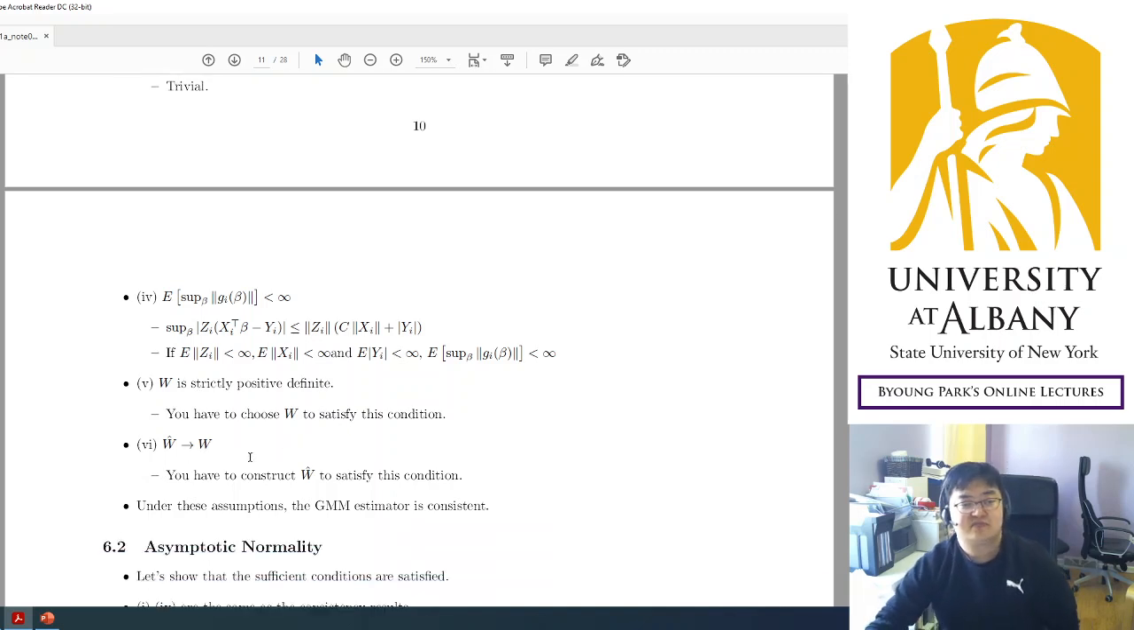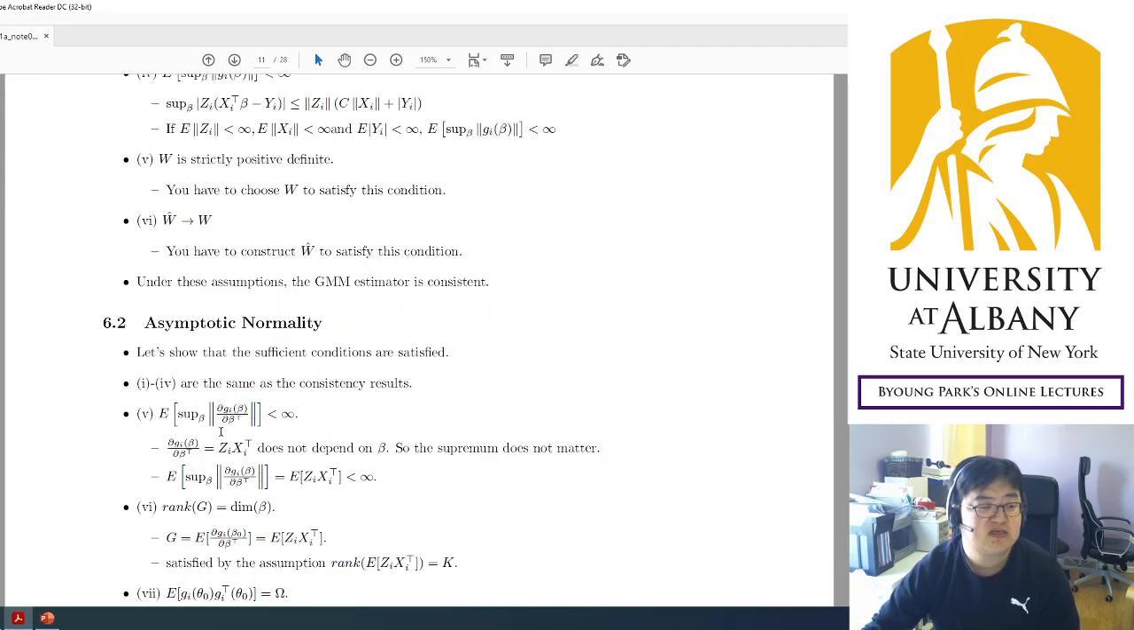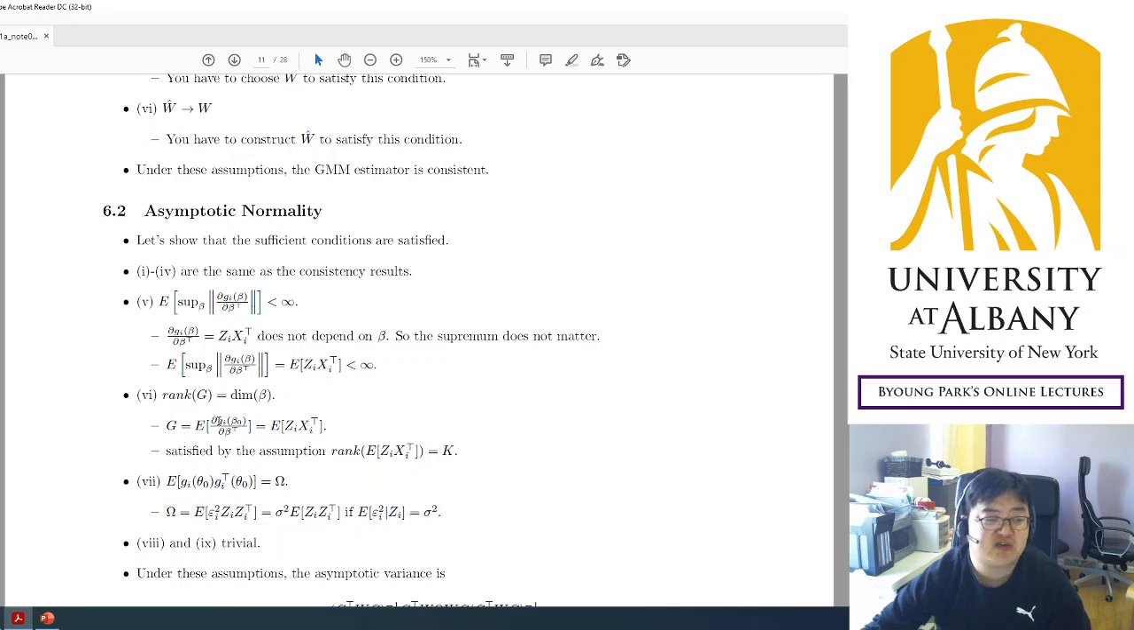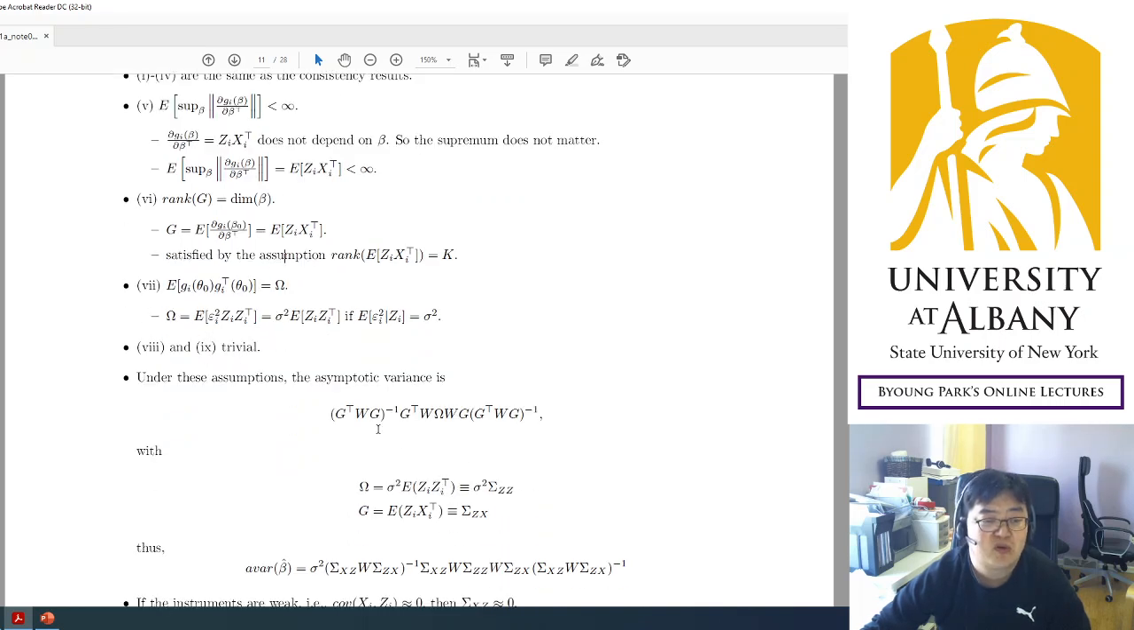So nothing special at all. The asymptotic normality is a little more involved, but it's still pretty simple. The derivative is simple. The rank of G, the rank of the derivative, must be K, which is required by the identification conditions, and omega is the variance, and trivial. So then you have this complicated variance formula.